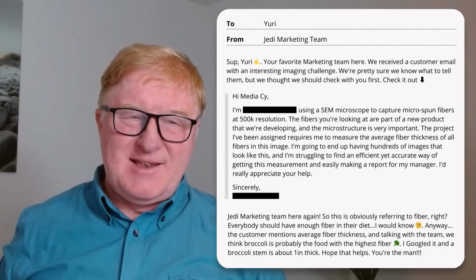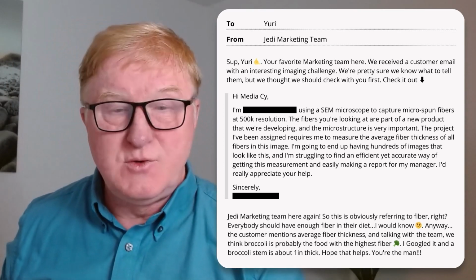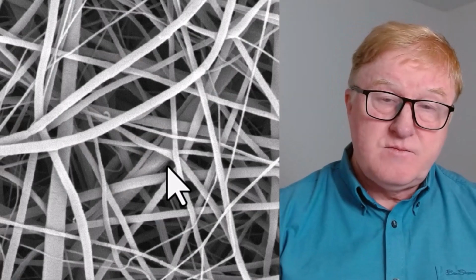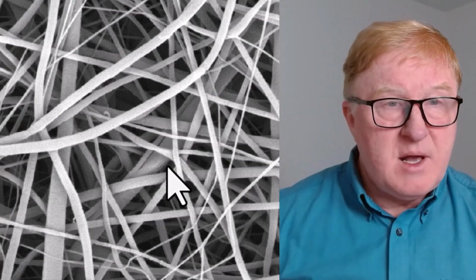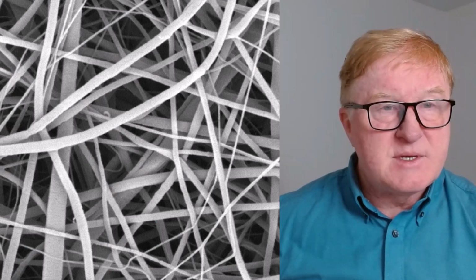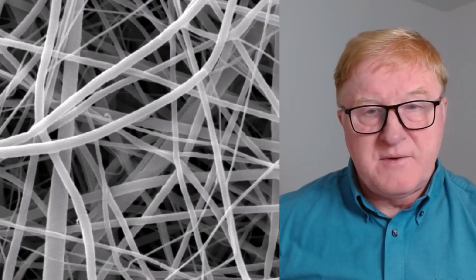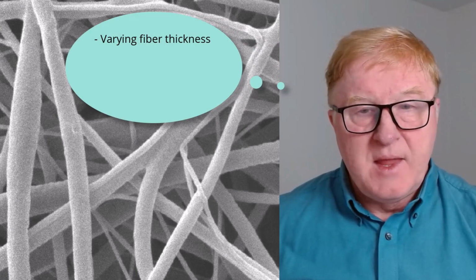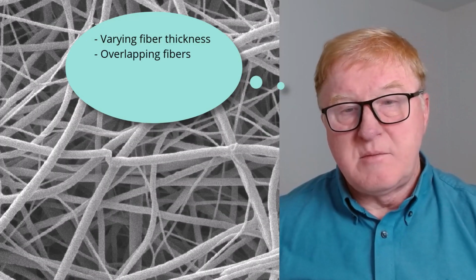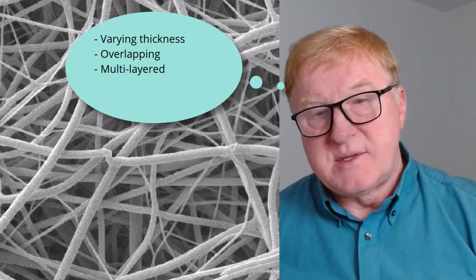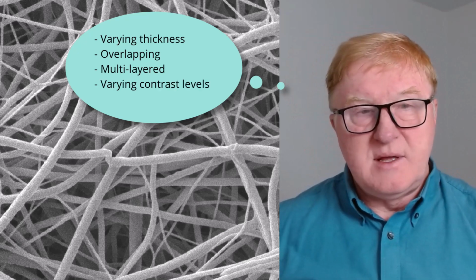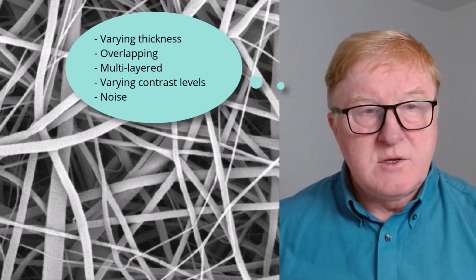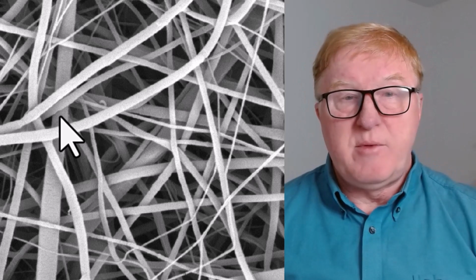Crazy marketing team. Okay, let's show how to do it the right way. What we see are typical micro-spun fibers on an electron microscope. There are different types of fibers. We see different thickness of fibers, and they are crossed and in multiple layers. There are dark and bright fibers and noisy images. So how do we do that? How do we measure the fiber thickness?